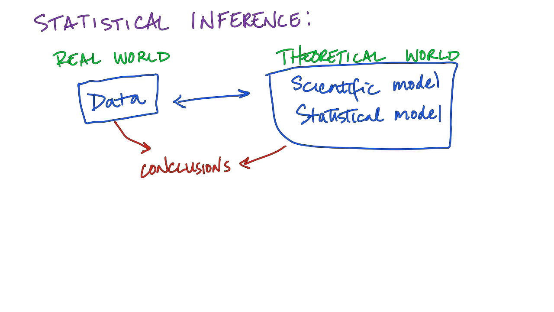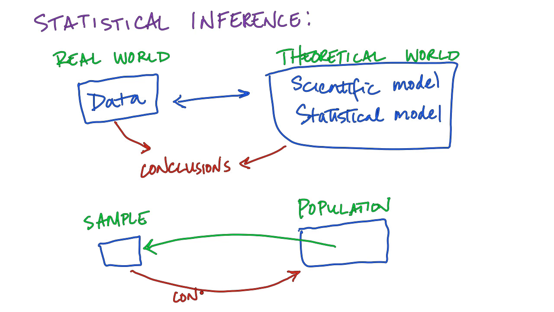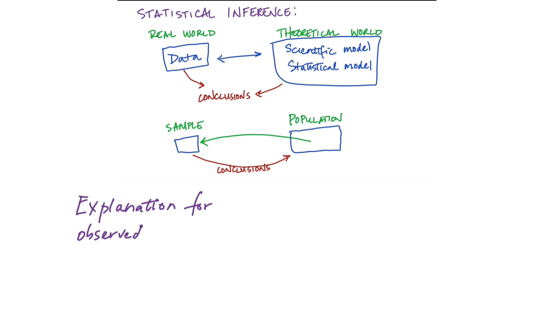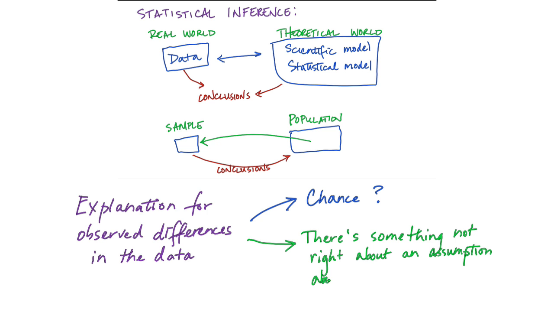Now, these conclusions could be about parameters in our models, or when our data were collected as a sample from a population, the conclusions could be about the population based on our sample. We're now going to start learning about using statistical tests in order to answer specific questions about the values of our population or theoretical world parameters. Here's how we look at it. If we observe something in our real-world data, could it just be due to chance? Or is it telling us something stronger about our theoretical world, perhaps contradicting an assumption that we've made about it?